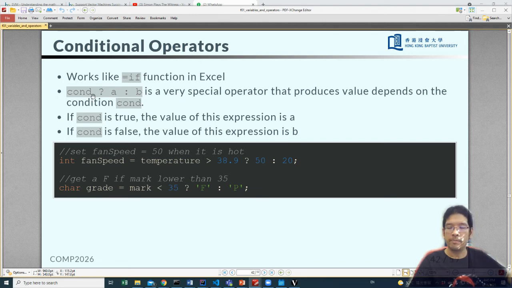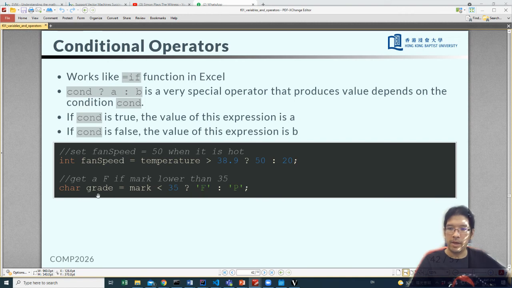Now, because this condition could be either true or false, the entire expression here will give you the value either A or B. Now, take a look at this example. Let's say fan speed equals the expression on your right. This is a conditional operator. Now, if this value here is true, we will take the value of 50. If the value here is false, we will take the value of 20. So the value of fan speed will be either 50 or 20, depending on the value of the temperature.